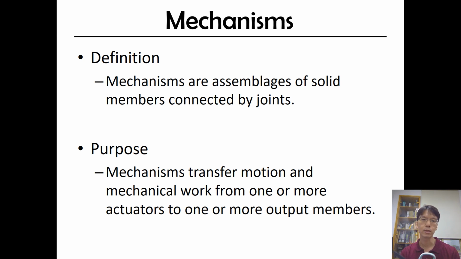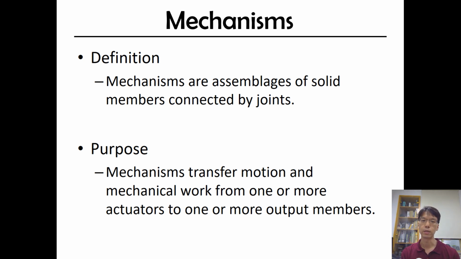And it says the mechanism is an assembly of solid members connected by joints. For this pair of scissors, there's one joint here. So this joint connects the two solid members together. So we can call this one a mechanism.